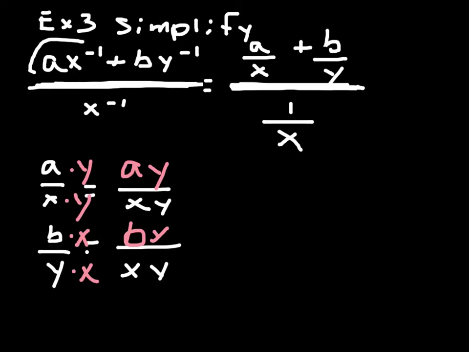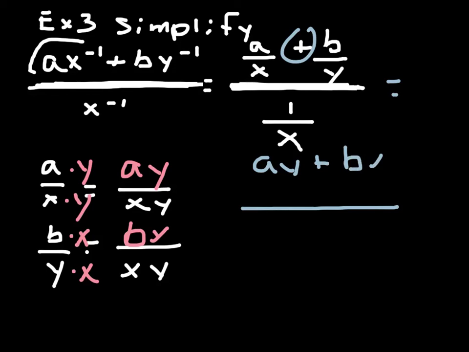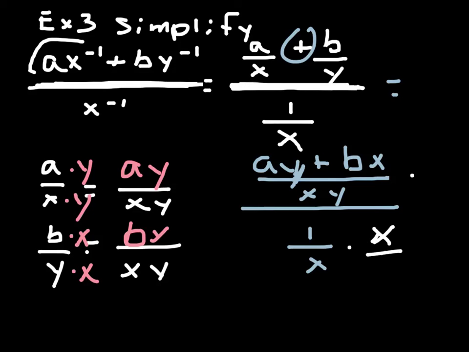And in the blue, I'm going to continue this problem. So above the main bar, I'm adding the fractions, right? ay plus bx over xy. I'll make my y a little more clear there. Over 1 over x. Now we have a fraction over a fraction. So I multiply the top and the bottom by the reciprocal of the bottom.